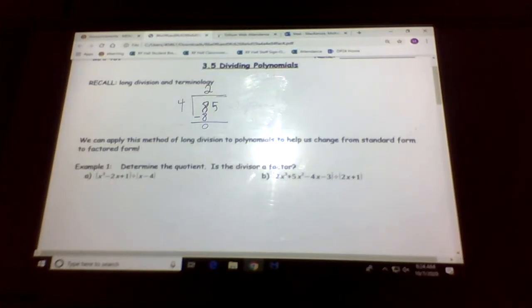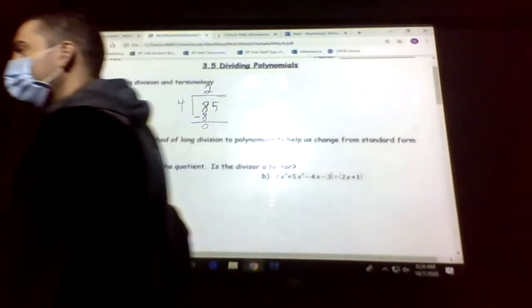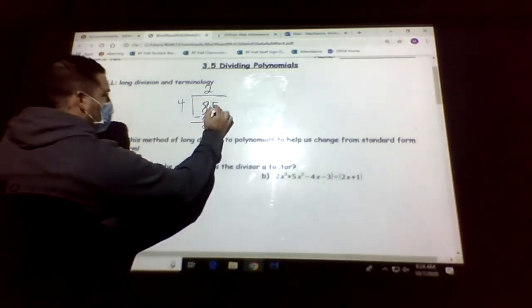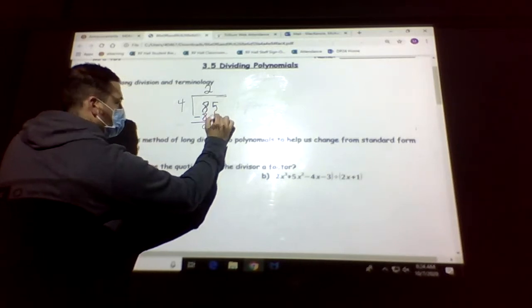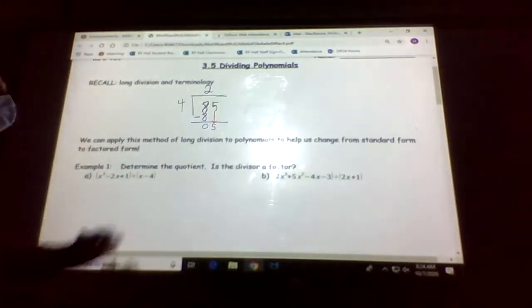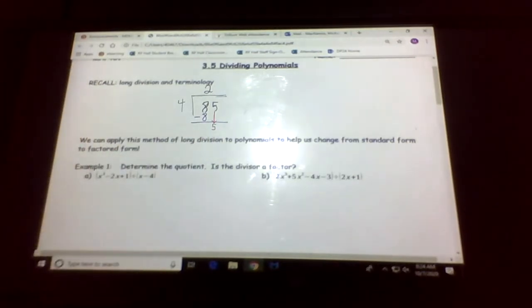You bring down the 5. Okay, so now we're finished with the first number. Now we can go to the next one, and we bring down the 5. Good. So we have a 5 here. I'm just going to take away the 0. We don't need it.